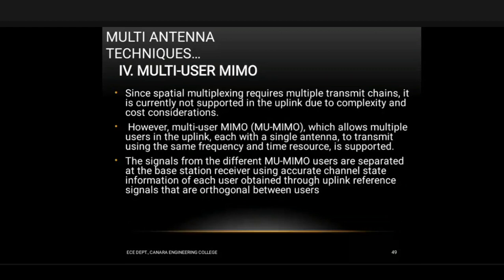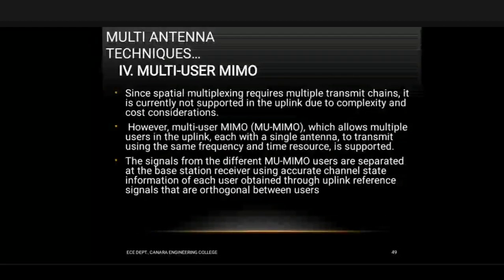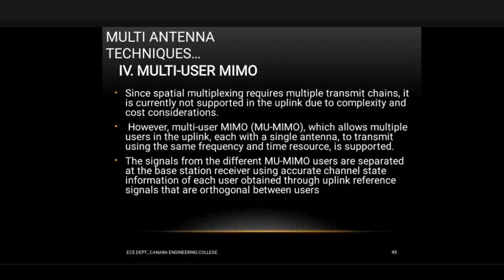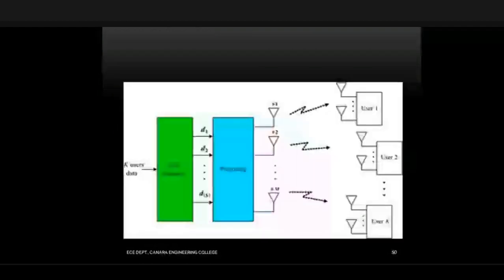And another thing is multi-user MIMO. This we will discuss in depth in later chapters. It is currently not supported in the uplink, which is from your mobile phone to the mobile tower, because of complexity and cost considerations. However, multi-user MIMO allows multiple users in the uplink, each with a single antenna, to transmit on the same frequency and time resources. So multi-user MIMO is shown here.